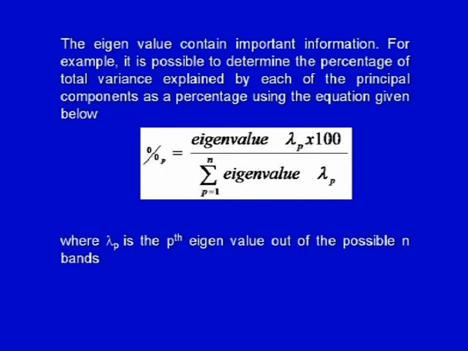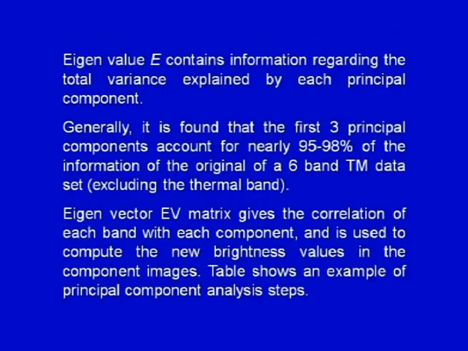The eigenvalues contain important information. For example, it is possible to determine the percentage of the total variance explained by each of the principal components using the equation, where the eigenvalue of a component is divided by the sum total of all the eigenvalues of all the components, taken as a percentage. Generally, it is found that the first three principal components account for nearly 95% to 98% of the information content of a 6-band TM data set, excluding the thermal band. The eigenvector matrix gives the correlation of each band to each component and is used to compute the new brightness values in the component images.